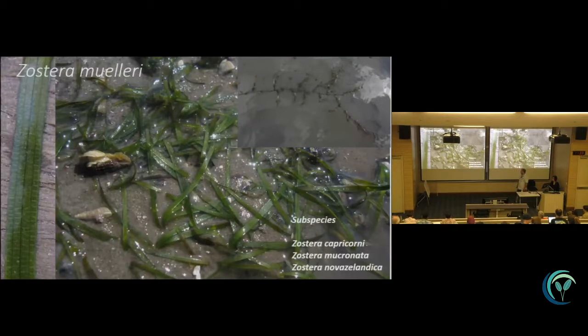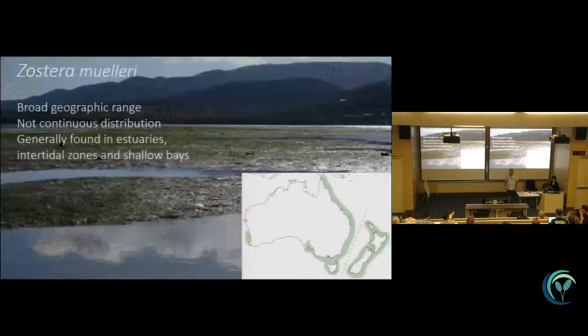Zostera muelleri covers a couple of subspecies: Zostera capricorni, Zostera mucronata, and Zostera novazelandica. We can clearly see, like all Zosteras, the cross veins. Its distribution in Australia is quite broad. In the map here at the bottom, we see that it goes all the way from the Torres Strait, PNG, down to Tasmania, New Zealand, all the way to South Australia, and then there's a big gap, and you find it again in WA. It has a broad geographic range, but it's not a continuous distribution. It's generally found in estuaries and shallow bays.